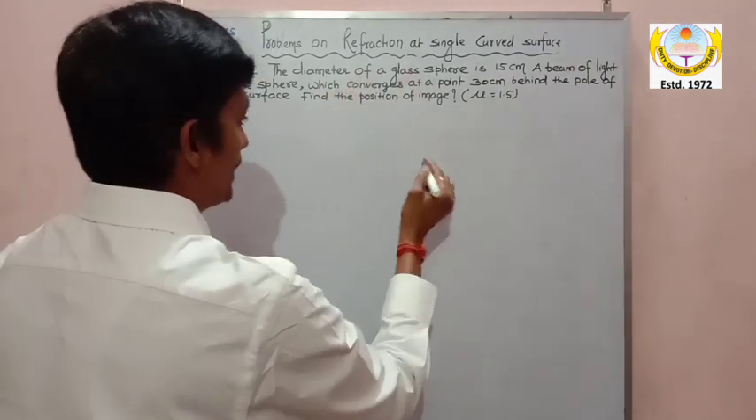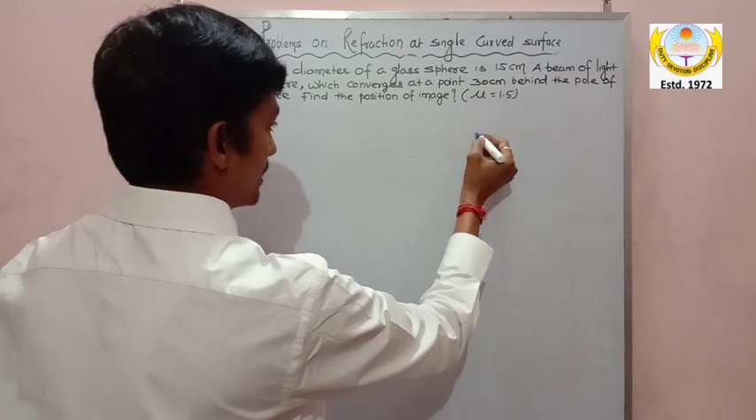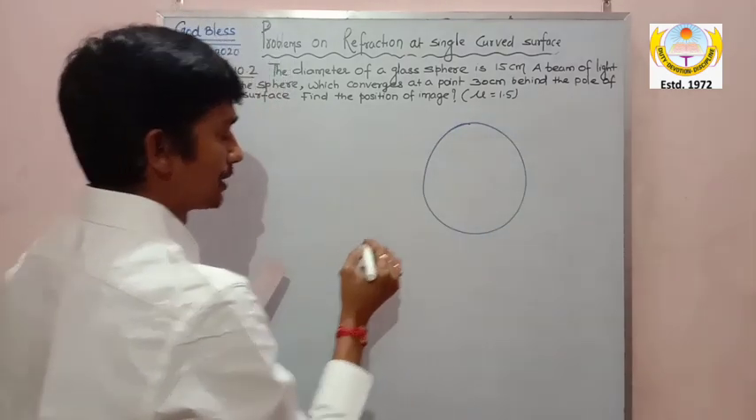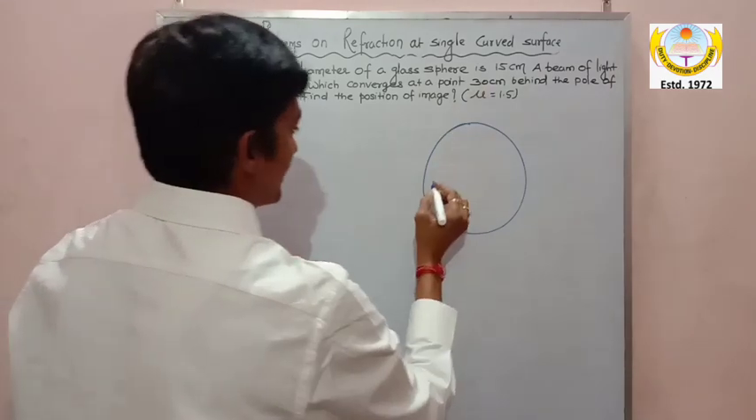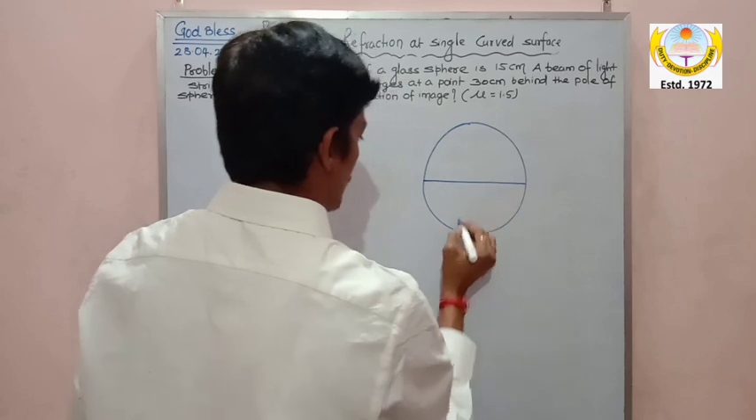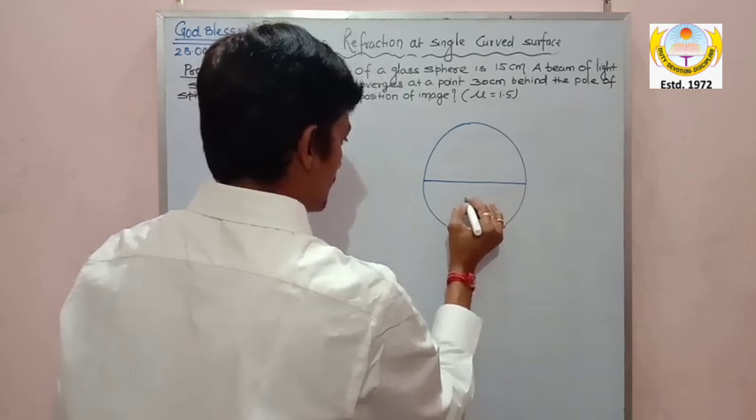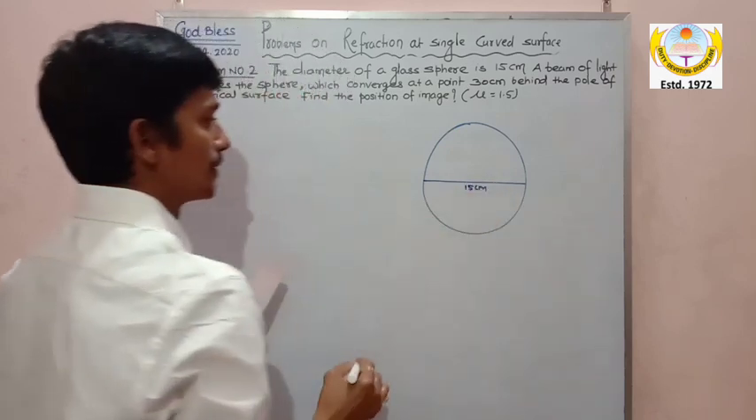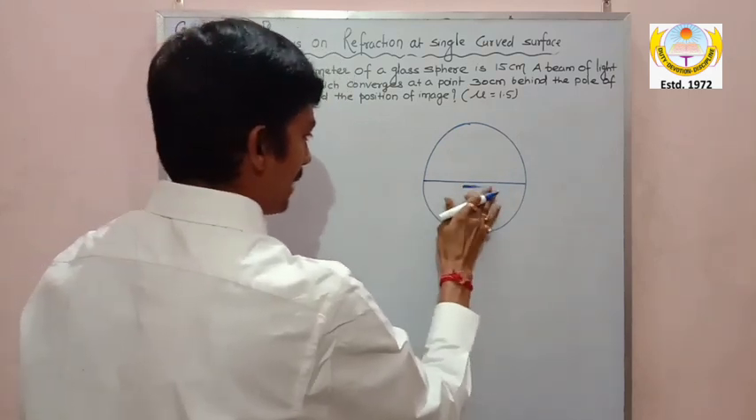So there is a diameter of a glass sphere. Here I am drawing the sphere. Here I have drawn the sphere, and the diameter of this sphere is 15 centimeter. I am writing here 15 centimeter. This is the diameter of this sphere.